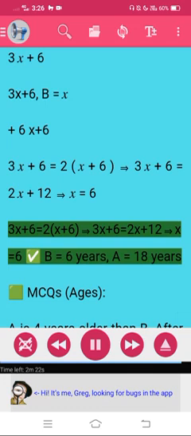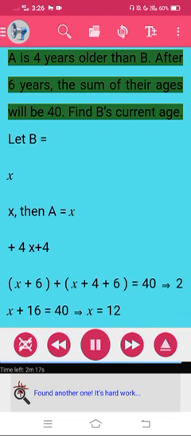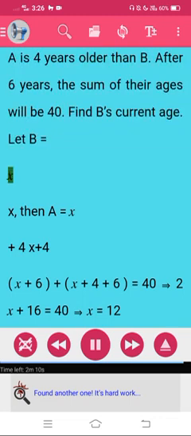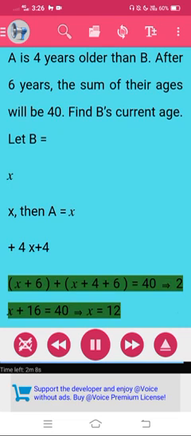So B equals 6 years, and A equals 18 years. MCQ on ages: A is 4 years older than B. After 6 years, the sum of their ages will be 40. Find B's current age. Let B equal x. Then A equals x plus 4. So (x plus 6) plus (x plus 4 plus 6) equals 40 ⇒ 2x plus 16 equals 40 ⇒ x equals 12.